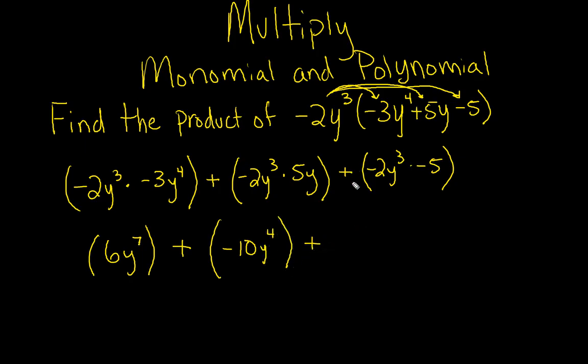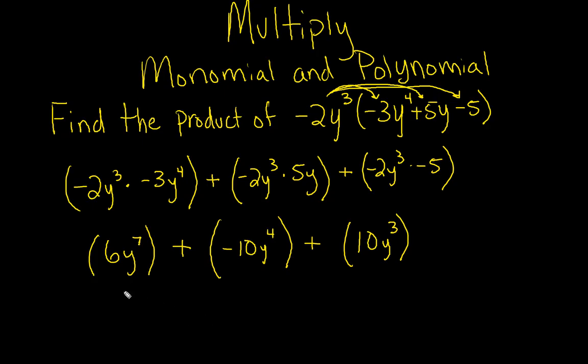And then finally, our last multiplication from distributing is negative 2 times negative 5. We do still multiply the coefficient just by the variable. And of course, that gives us a positive 10. And then our y cubed just comes along for the ride and enjoys the journey.